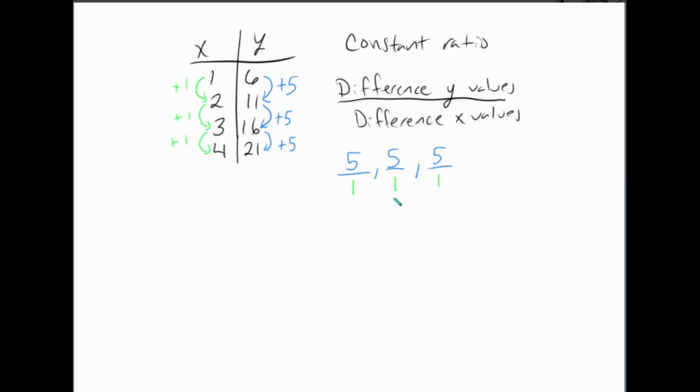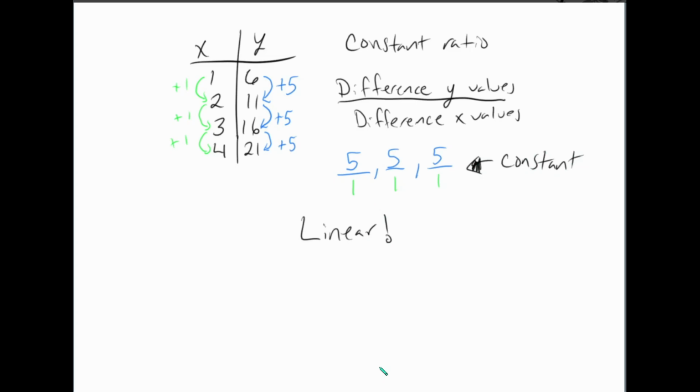Sometimes we do have to simplify all these numbers, but in this case, everything is simplified. 5 over 1 is simply 5. So that is going to give a ratio of 5 to 1 every single time. That makes this particular scenario linear. As long as this is constant once we simplify the values, then we have a linear function.